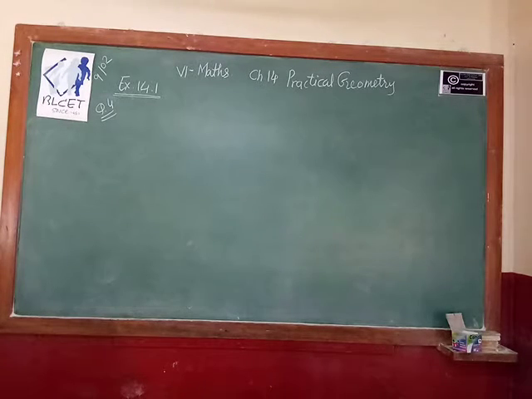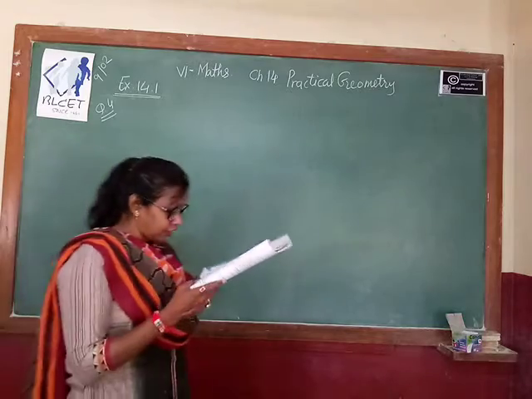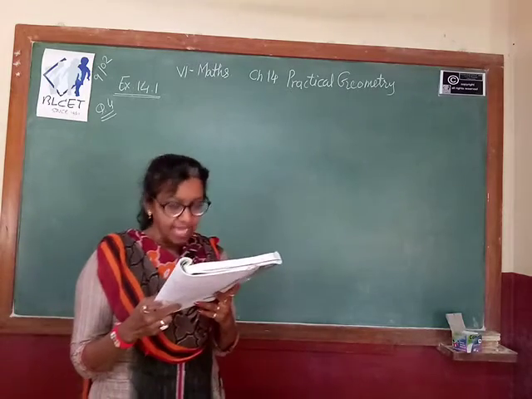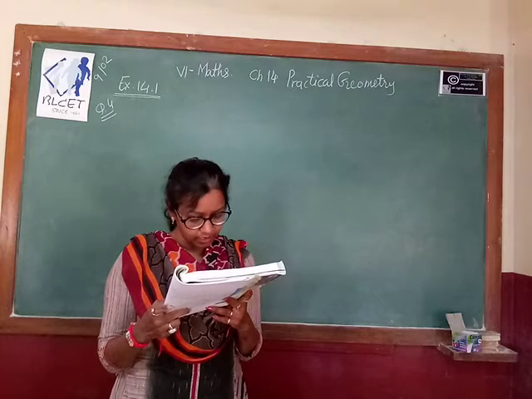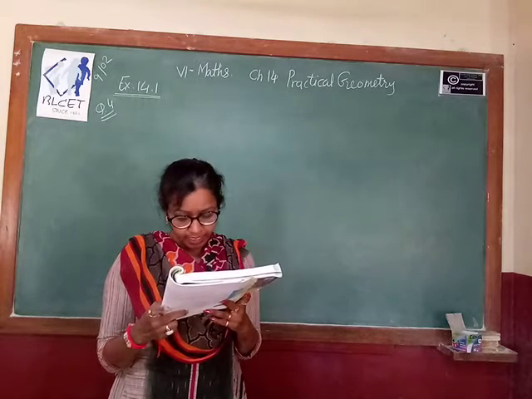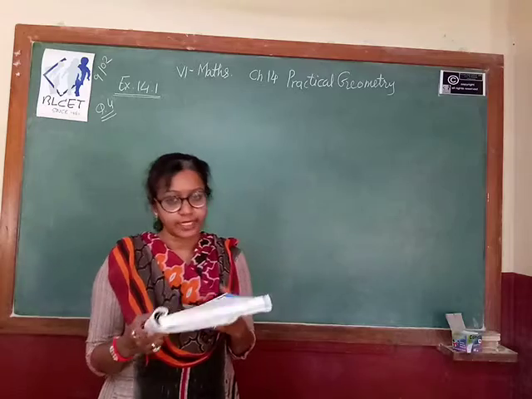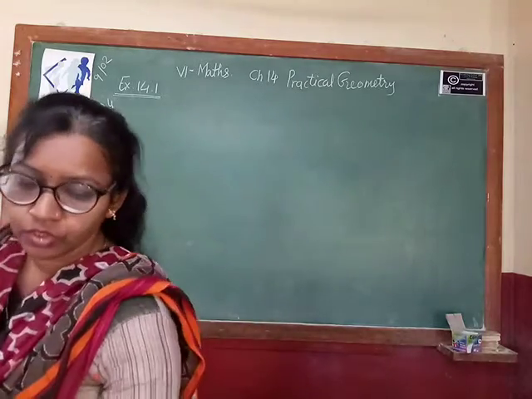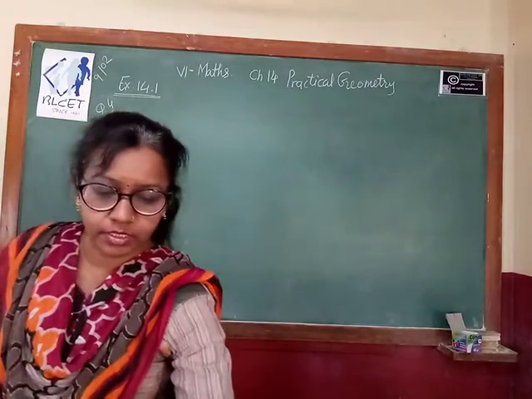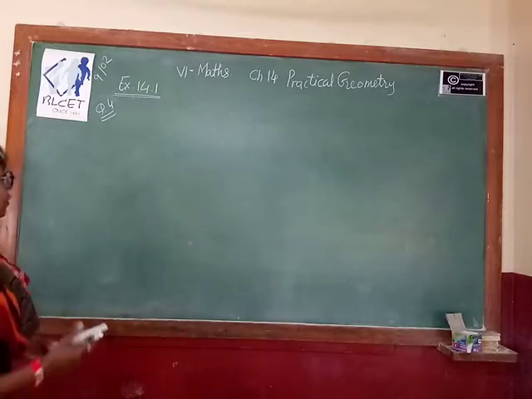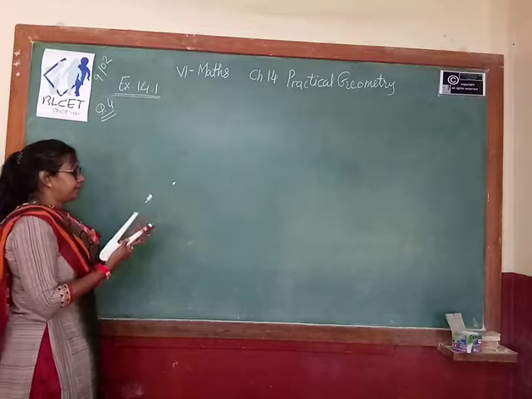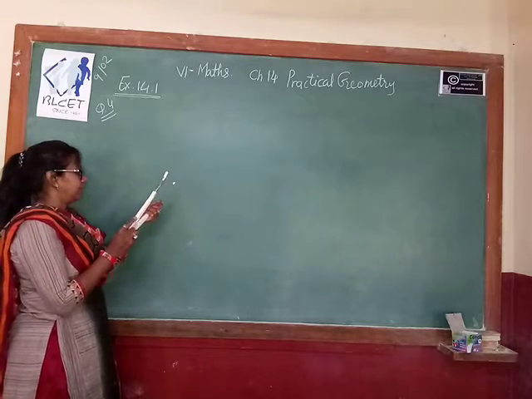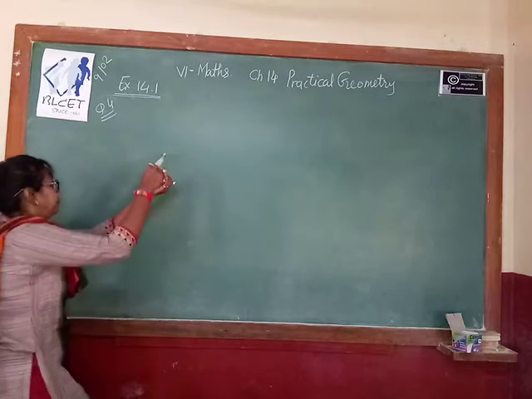Now see what the question is. The question is, draw any circle and mark points A, B and C such that A is on the circle, B is in the interior of the circle, and C is in the exterior of the circle. So with any radius you can draw the circle. So I am using the ruler now. This is my center and I draw the circle.